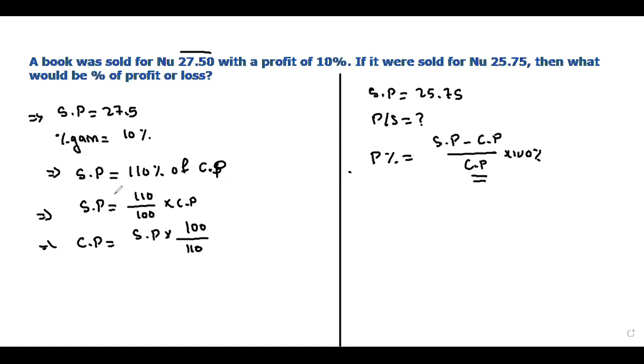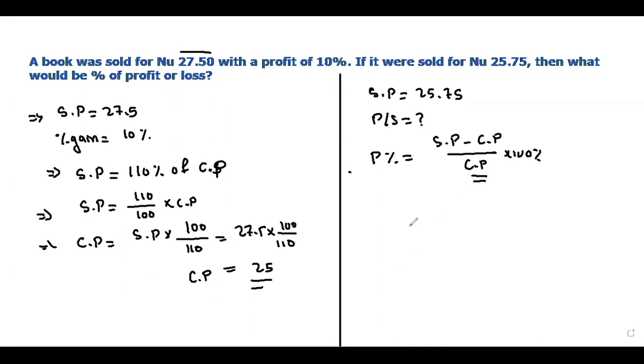Cost price: you just need to take the reciprocal of that percentage, so instead of 110 divided by 100, the cost price will be 100 divided by 110. Selling price is given as 27.5, so 27.5 times 100 divided by 110. You will get the cost price as 25 rupees. This is the cost price.